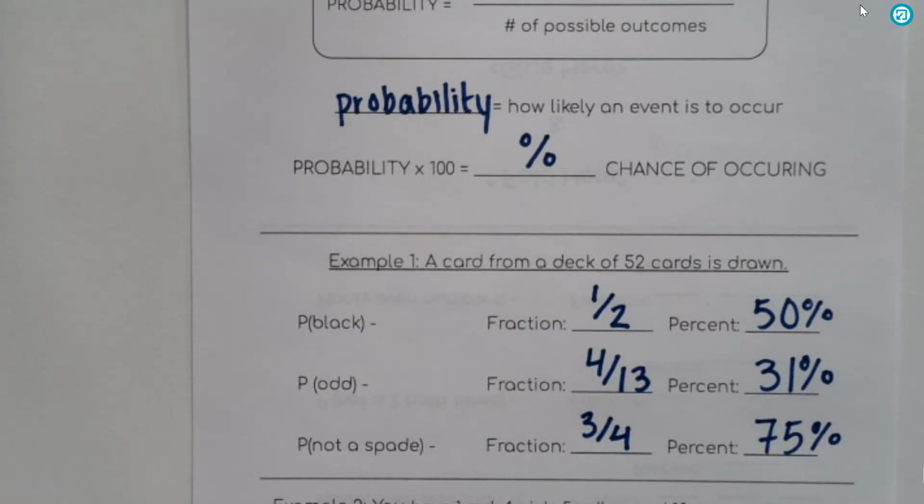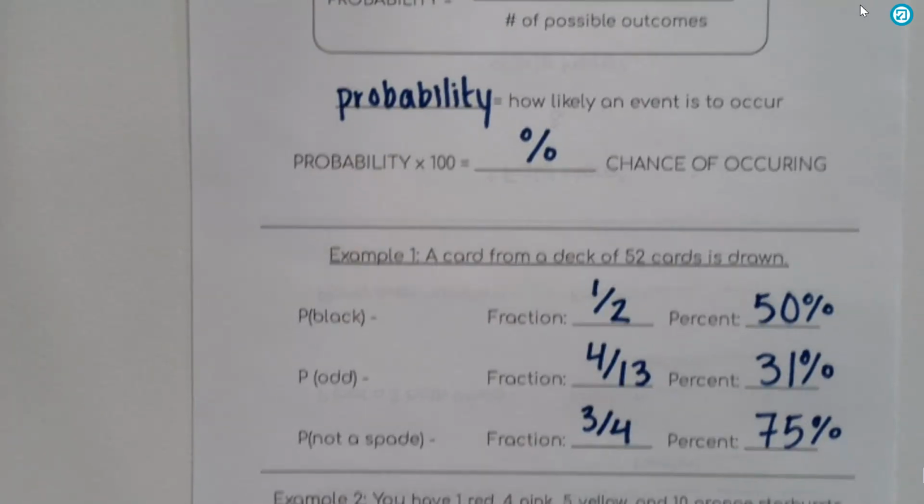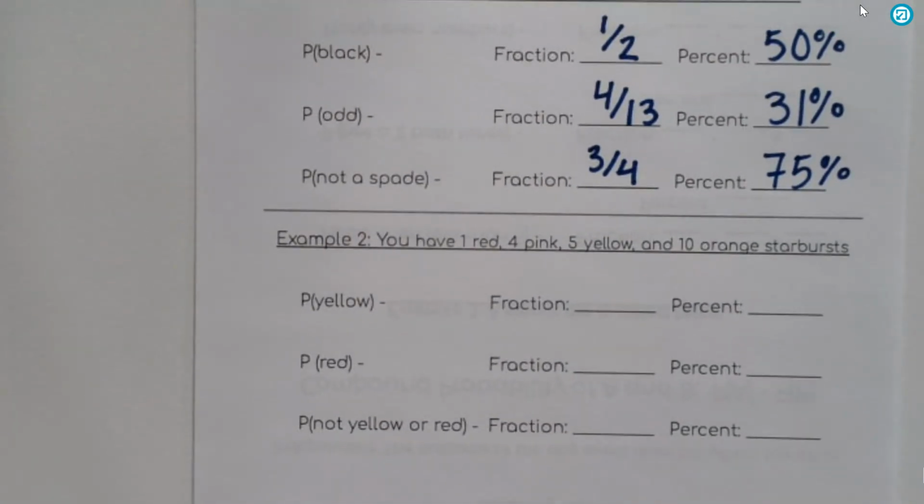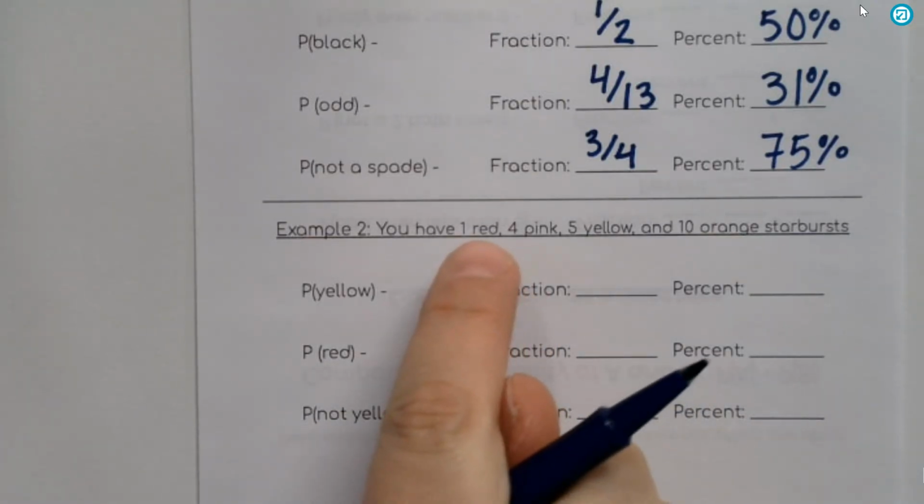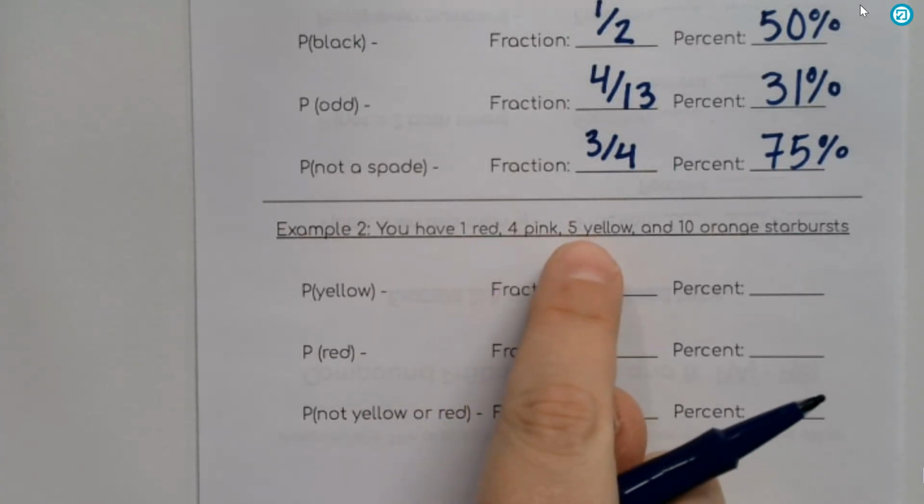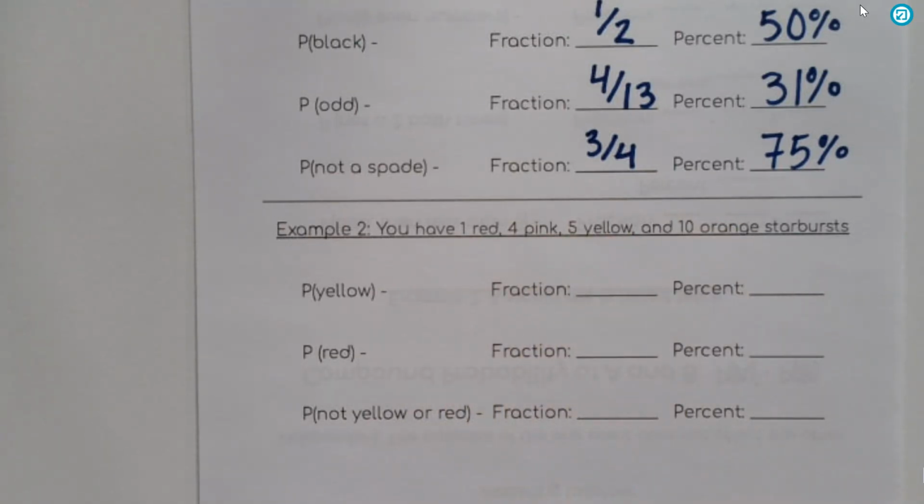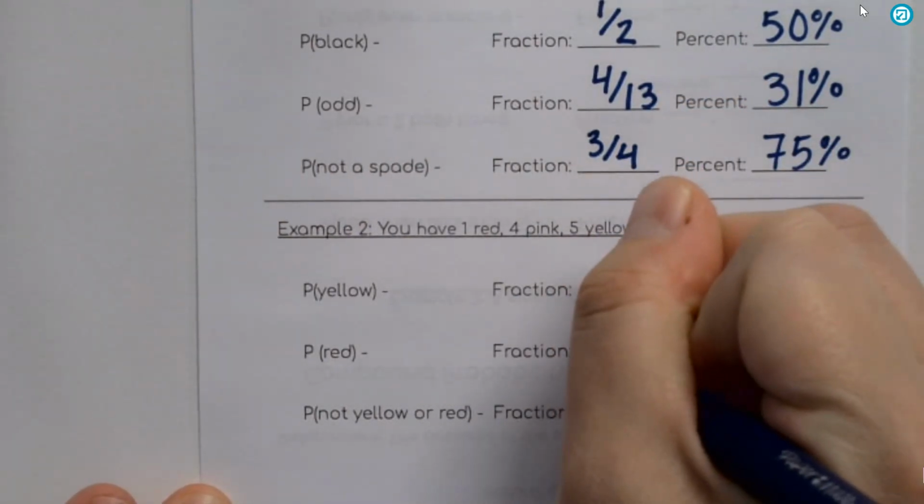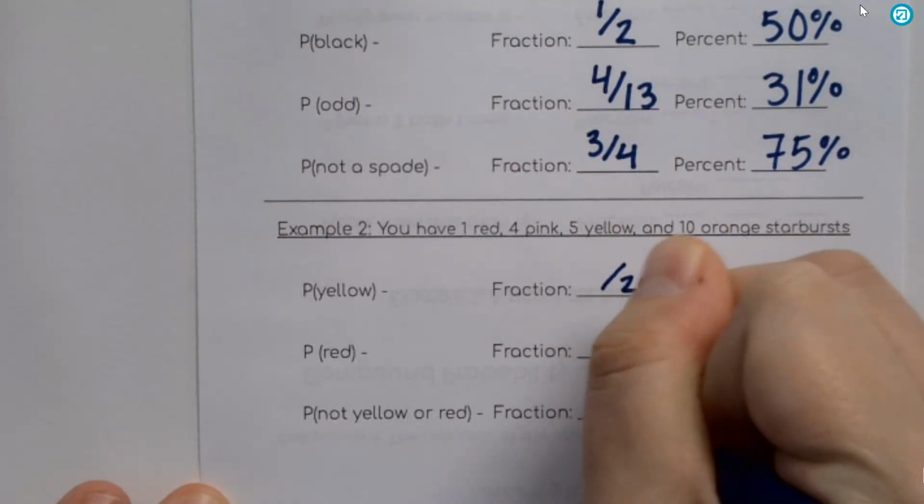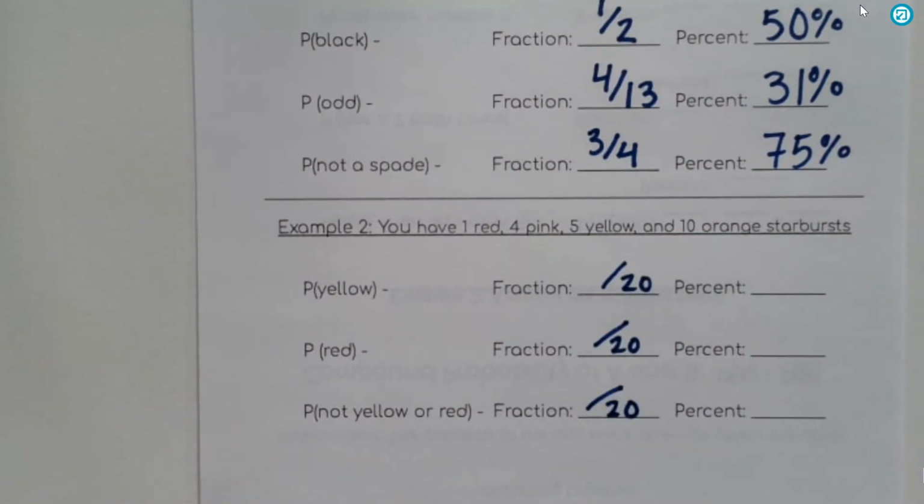Alright, so that one took a little bit because we had to look at a deck of cards, but none of the rest of them are like that. Next one, you have 1 red, 4 pink, 5 yellow, and 10 orange starbursts. The first thing we need to do is add up how many starbursts we have total. So 1 plus 4 is 5, plus another 5 is 10, plus another 10 is 20. So we know that we have 20 starbursts total. That's going to be the bottom of every one of my fractions. 20, 20, 20.